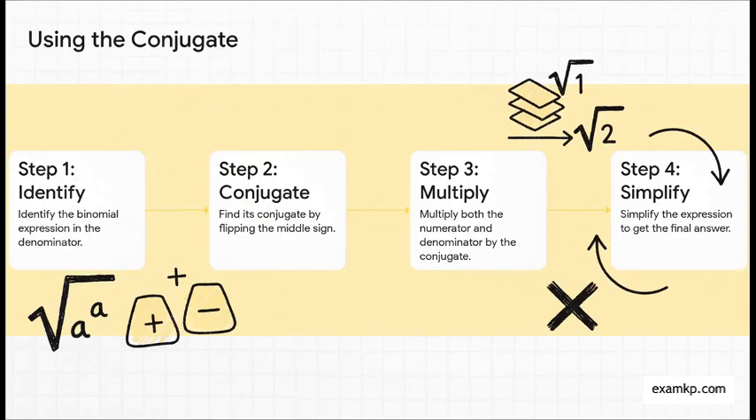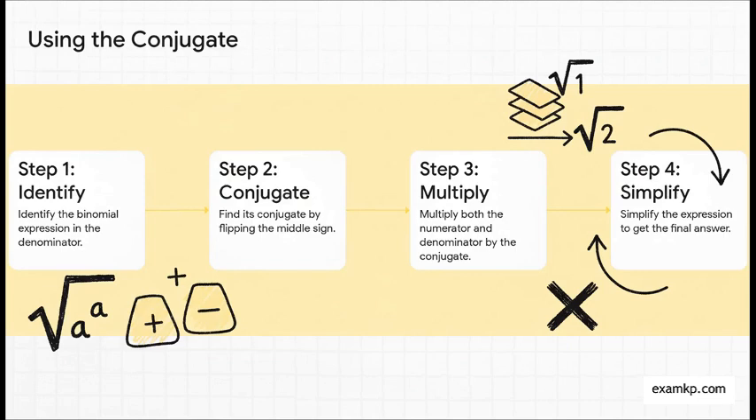And using it is a simple 4-step process you can follow every single time. First, you spot the denominator. Second, you find its conjugate. Just flip the sign. Third, and this is the most important part, you multiply both the top and the bottom of the fraction by that conjugate.